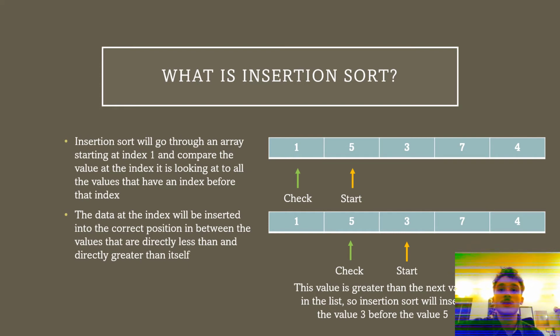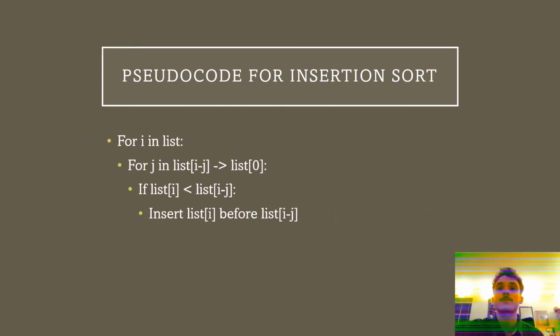So for this set of data, it will start at 5, and 1 is less than 5, so it won't do anything. But it'll go to the next data, which is in index 2, which is 3, and it'll look at the data before it, which is 5. Because 5 is greater than 3, it will insert 3 before 5 and after 1, keeping the sort. And it'll go through the whole data set doing this until all the data is sorted.